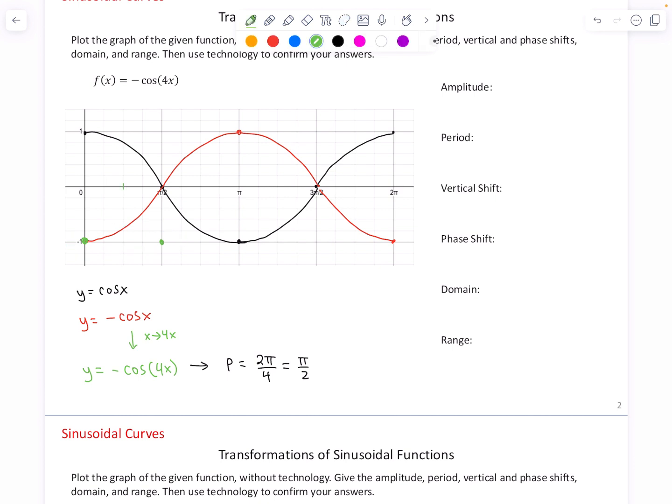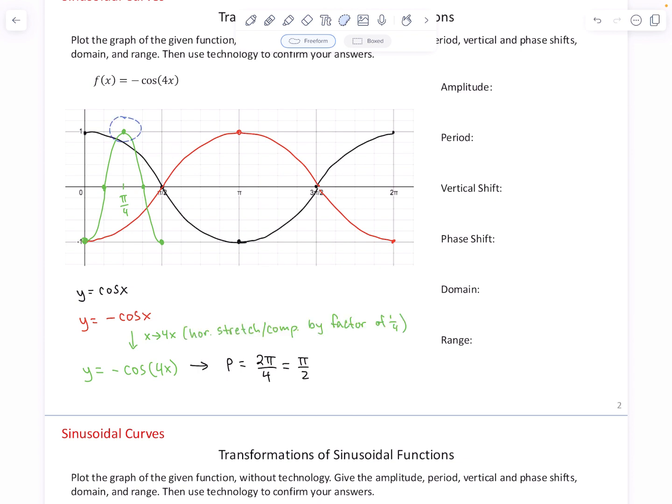Halfway between that is when we're going to have our maximum, and that's going to be at pi fourths. Half of that is pi eighths. This is where we'll have an x-intercept. And then halfway between pi fourths and pi halves is 3 pi eighths, and we'll have another x-intercept. And then one cycle of our wave will be this. So the green graph is the result of compressing the red graph horizontally by a factor of 1/4.